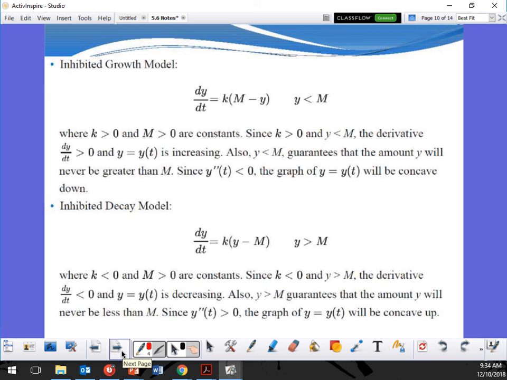All right. Anyway, inhibited growth model. Okay, inhibited growth. So that means the growth is going to stop somewhere, right? Okay, good. All right. So this is the model here.